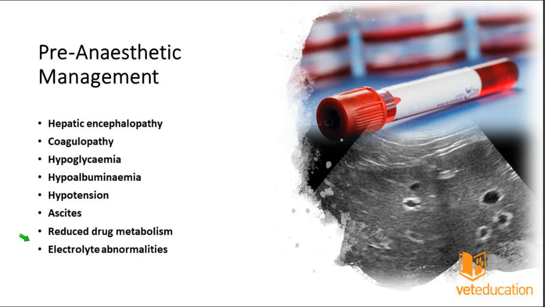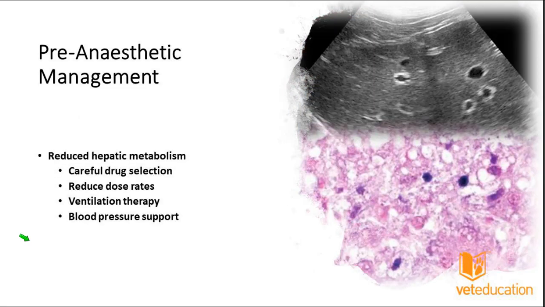So the sorts of things we're going to look after are hepatic encephalopathy, coagulopathy, glucose concentrations, albumin, low blood pressure, ascites, reduced drug metabolism, and electrolyte abnormalities. We've seen this list before. So let's talk about hepatic metabolism. We have to be careful about our drug selection, and hopefully we've shed a little bit of light on some of the drugs that we can use.